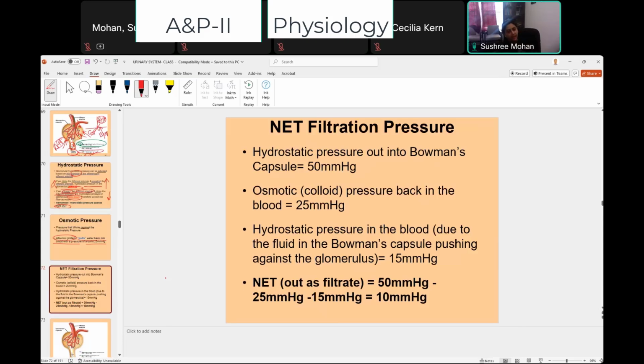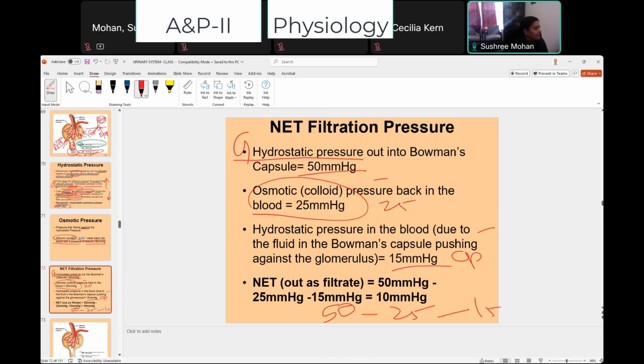So here is a summary of the net filtration pressure. So we are looking at the glomerular hydrostatic pressure, 50, minus the blood colloid osmotic pressure, that is 25, okay? And then we are looking at the capsular hydrostatic pressure, minus 15. So altogether, 50 minus this 25 minus this 15. Then finally you will get the net filtration pressure.